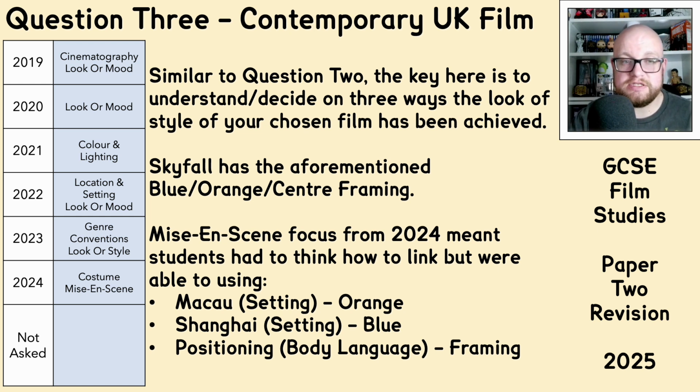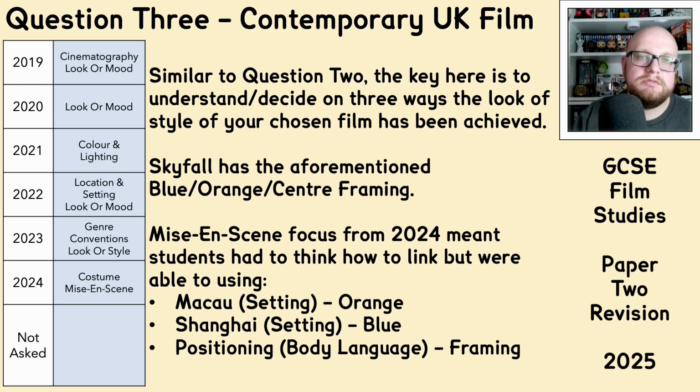And again, it's always 3 because it's the 15 marker, and I'm just thinking about formatting here at this point. You're thinking about the 3 ways in which, for question 2, the contexts create the narrative of your story, how that's represented, what it is that the film is trying to talk about through the things that it's doing. With question 3, this is to do with how the look or the style of your film has been created. So Skyfall has that idea of the blue and the orange in the centre framing. The mise-en-scène focus meant that students had to think about how to link it, but were able to using things like settings, body language, and all that kind of stuff.